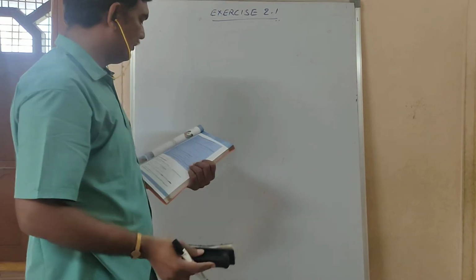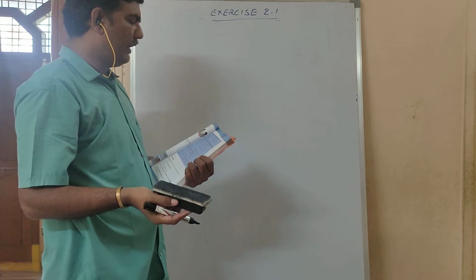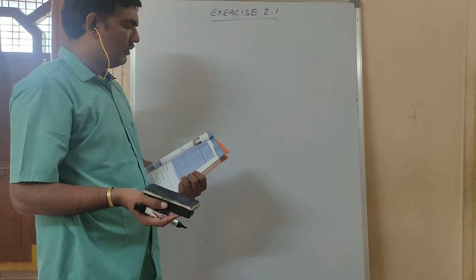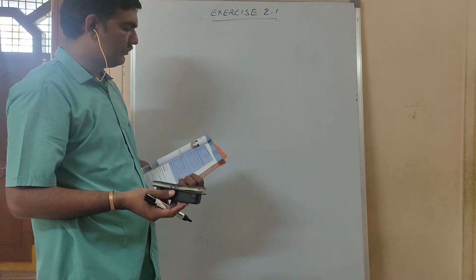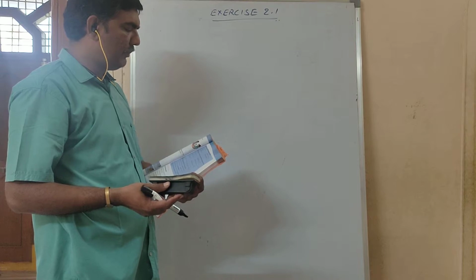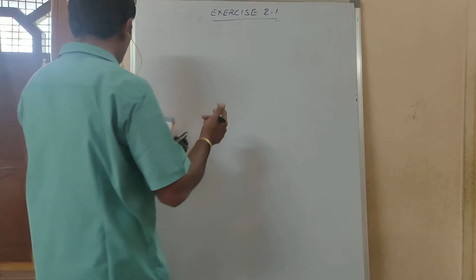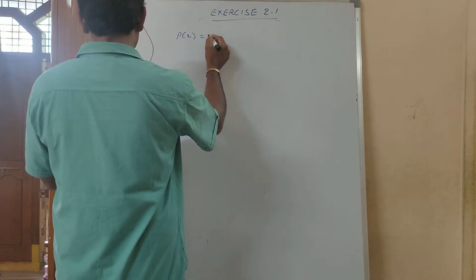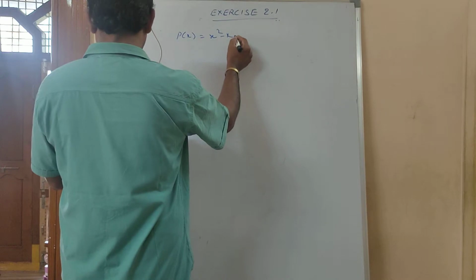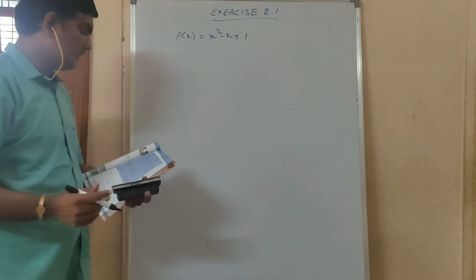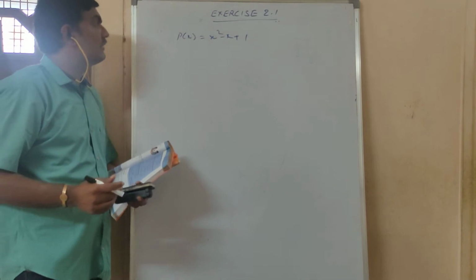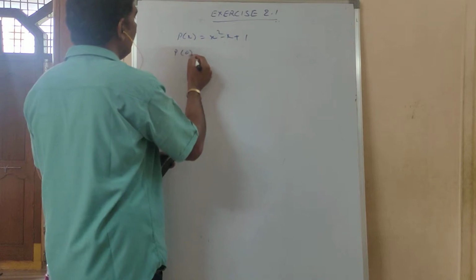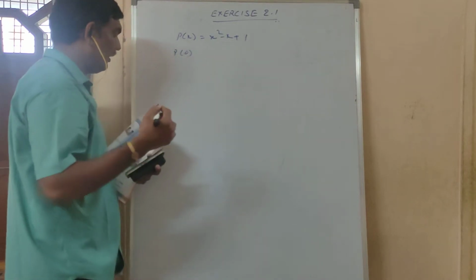What is the second problem? Same, P of 0, P of 1, P of 2. So, one problem I will write on the board, that is P of x is equal to x square minus x plus 1. What you have to do for every problem, you should find P of 0, P of 1, P of 2.